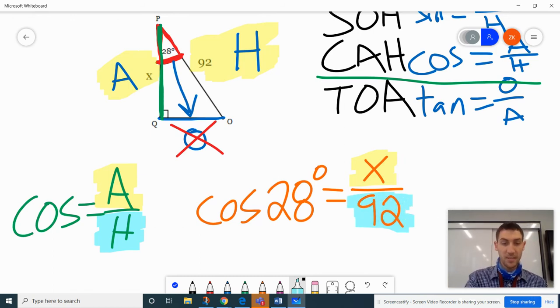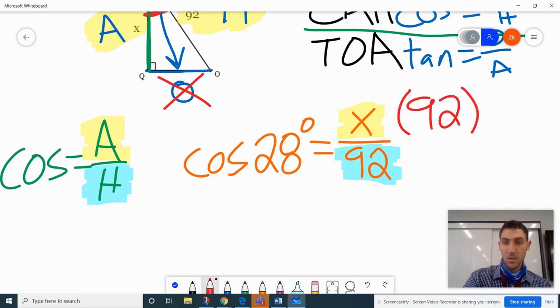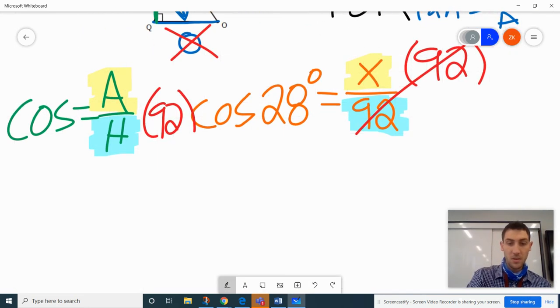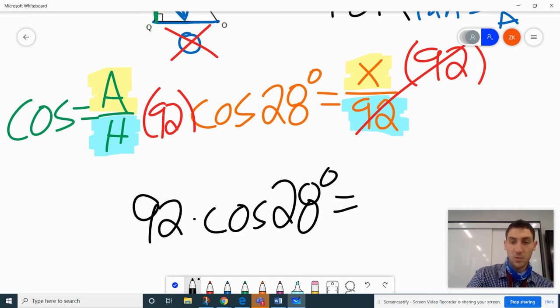When we have an example where x is on top, in order to get x by itself, we need to get rid of the 92. The problem says cosine of 28 degrees is equal to x divided by 92. The opposite, or how we can undo division, is with multiplication. So we can multiply both sides by 92 in order for them to cancel out. If you multiply one side by 92, you have to multiply the other one. From here, you will just get 92 times cosine of 28 degrees is equal to x.